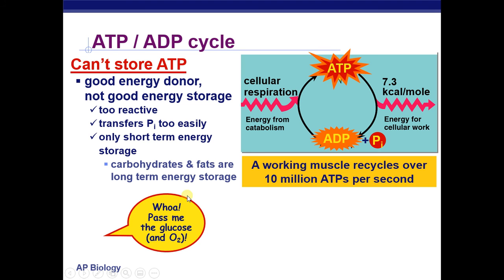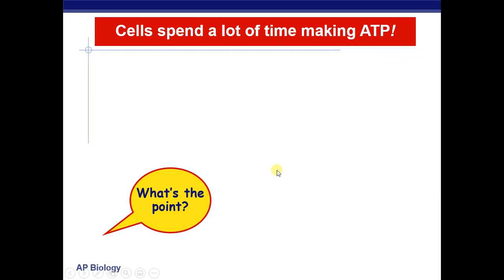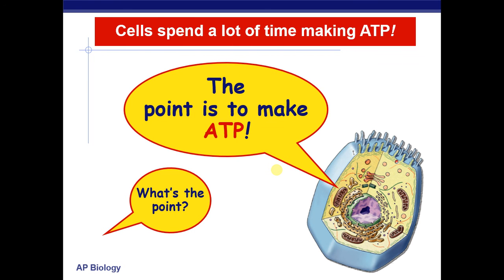So as an example, like you saw here, a working muscle cell might recycle over 10 million ATP per second. So this cycle might happen for 10 million ATP per second in a working muscle cell. So, needless to say, ATP is very important to the cell, and so cells spend a lot of time making and reusing ATP.